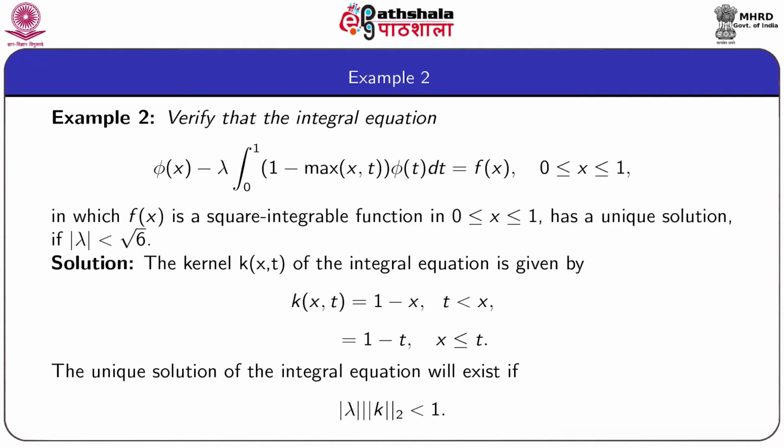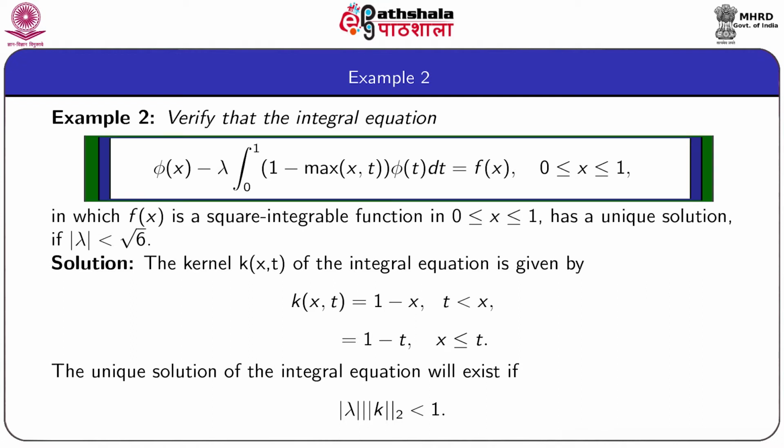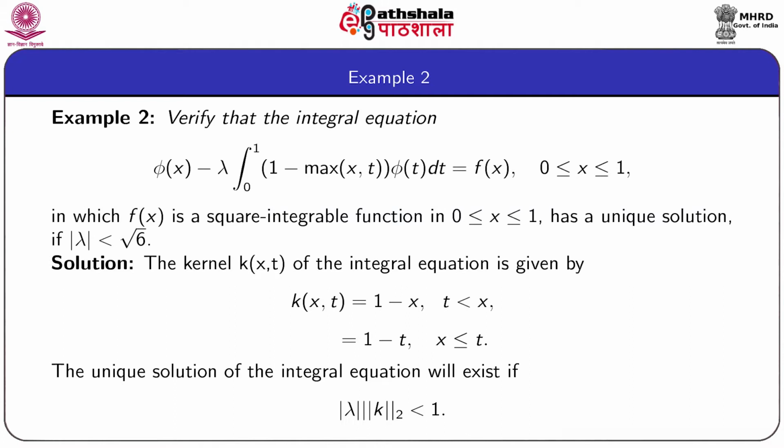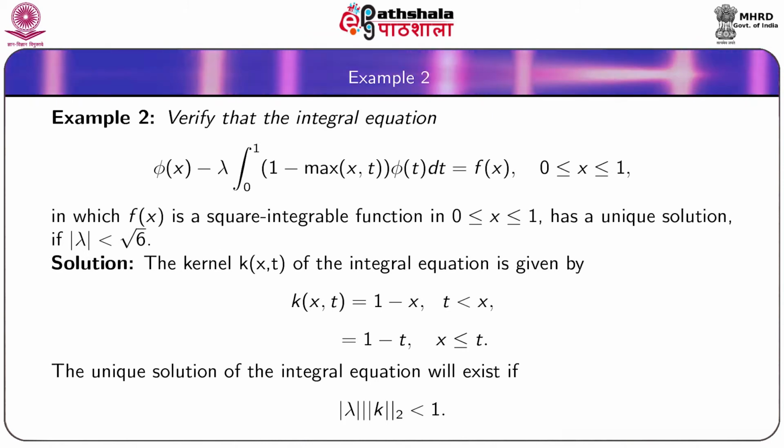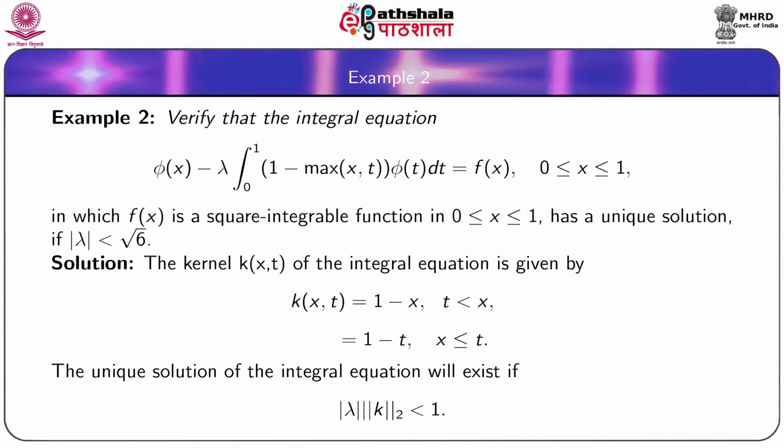Again, we come to example 2. Verify that the integral equation phi(x) minus lambda integral from 0 to 1 of (1 minus maximum of x and t) phi(t) dt equals f(x), x lying in the interval 0 to 1, in which f(x) is a square integrable function, and this integral equation has a unique solution if mod lambda is less than root 6.